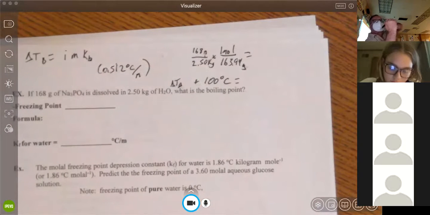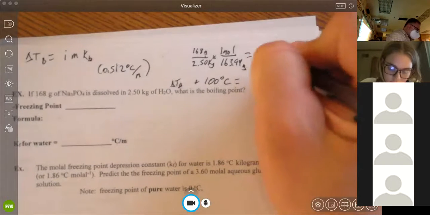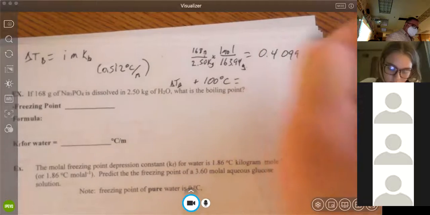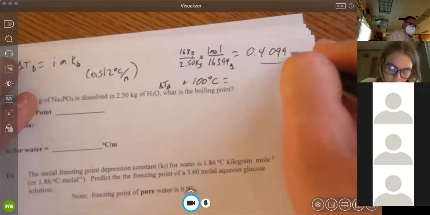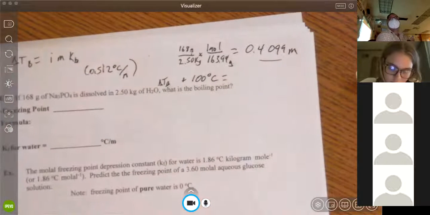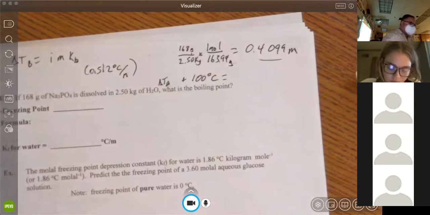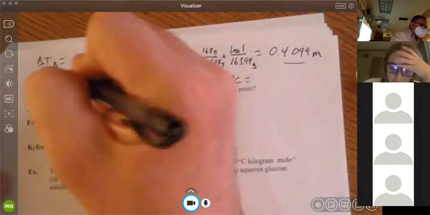168 divided by 2.5 divided by 163.94. The answer is about 0.4099. So that will have 3 significant digits, and the units will be molality, because grams cancel out and I get moles per kilogram. That's what I'm going to put right here. Keeping in mind, I'm only going to use 3 significant digits of it.